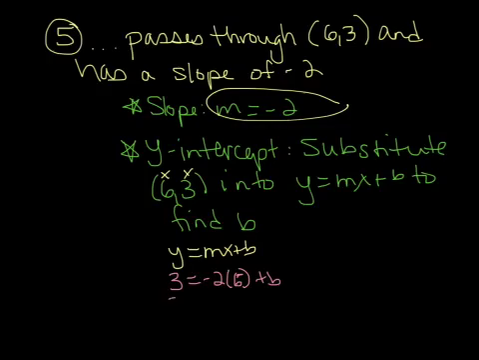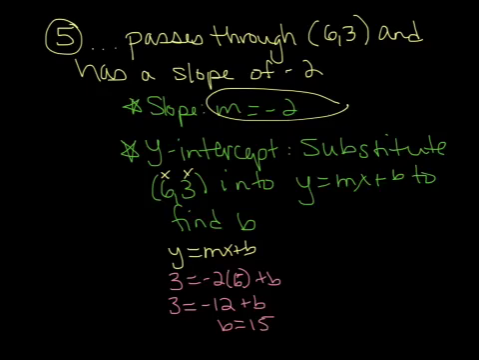So when I do that, I get 3 equals negative 12 plus b. When I solve it, I'll find that b is equal to 15. So then my answer is not b equals 15. Make sure that you read the directions. Be careful. So our answer is the equation.